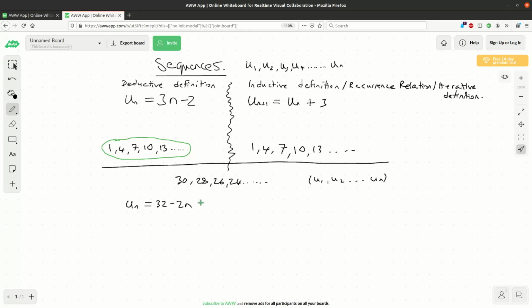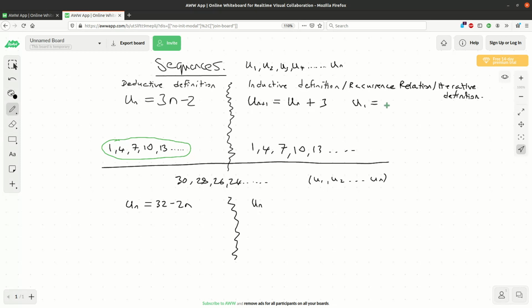of a sequence. If you wanted to give an inductive definition, something I forgot to point out up here, that alone is not enough. You also need the first term. So if they're giving you an inductive definition of a sequence, they'll also give you the first term, or maybe the second term, or the third term, but normally the first term. Then that uniquely defines that sequence.